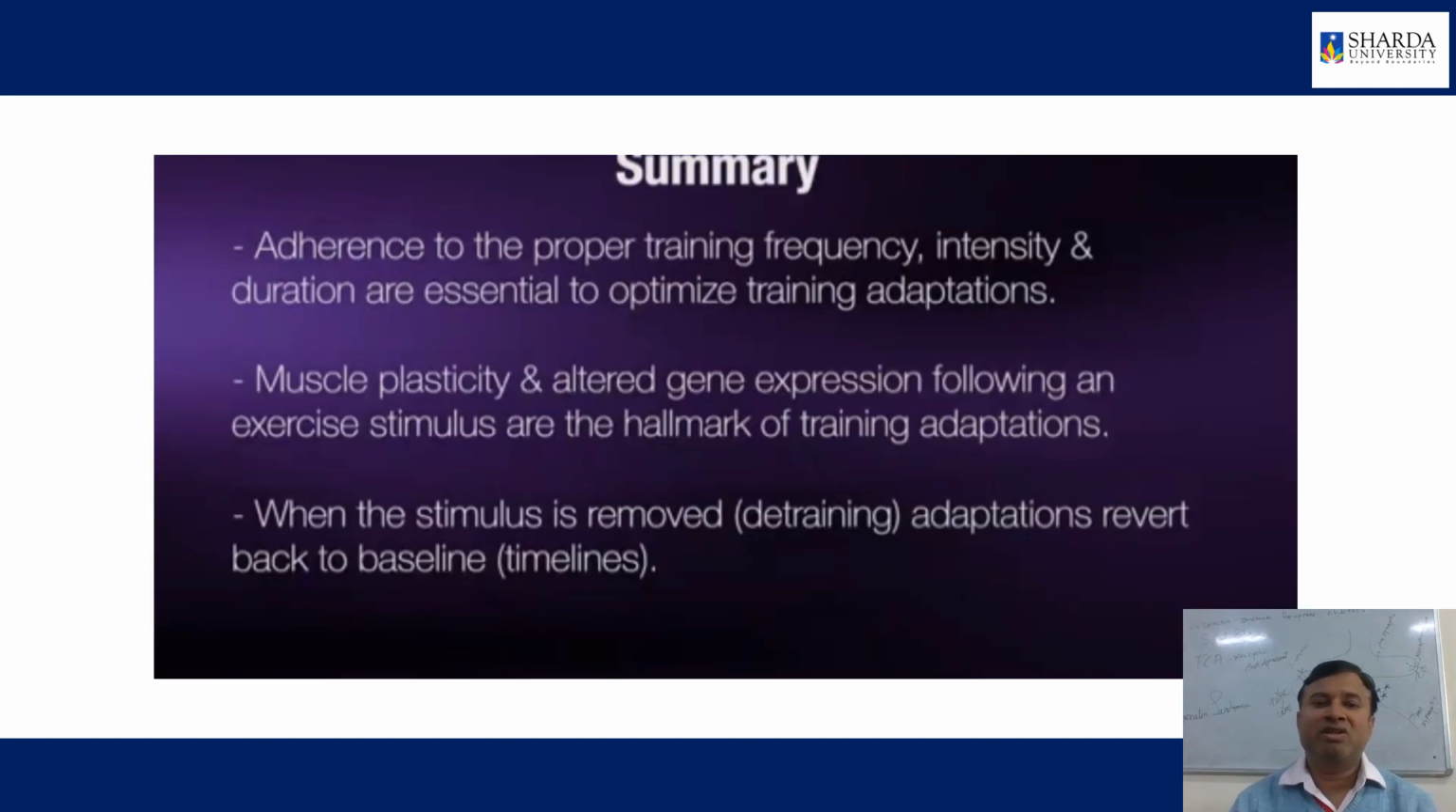The summary. What are the changes that occur? What are the factors that influence endurance training? We have discussed muscle plasticity and altered gene expression during endurance training. When the stimulus is removed, adaptation reverts back to the baseline. These all we have discussed. Thank you.